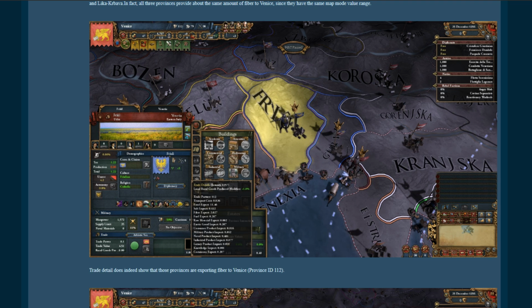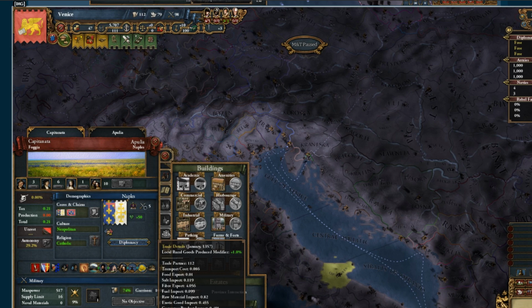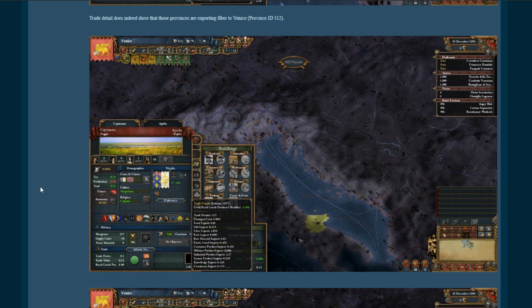God, the trade system in MEIOU, Texas, looks so much deeper and more interesting. I love it. Right, and then we'll have a look here. This one is Capitanata, and it's exporting 4.056 to Venice. I wonder, is it also exporting directly to Florence as well? Could be, it might be. I'm assuming you couldn't trade with more than just one.